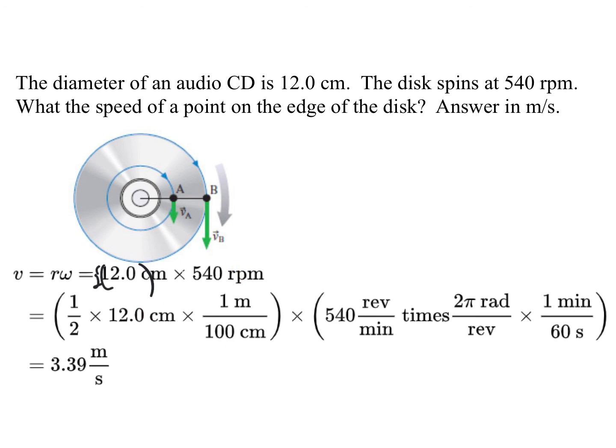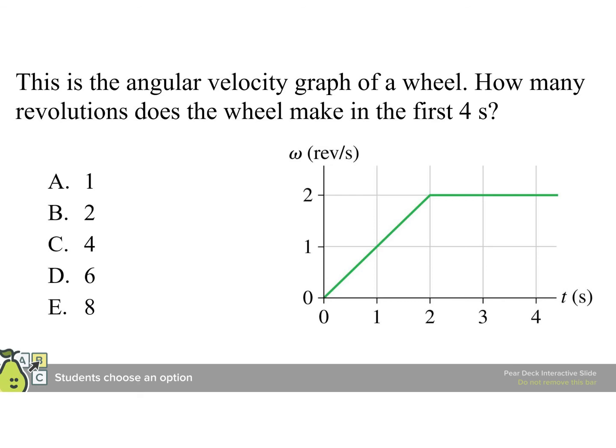Then we've got to convert RPM to radians per second. So revolutions per minute times 2 pi radians per revolution, and there are 60 seconds in 1 minute. And if you grind all of that out, you get 3.39 meters per second.